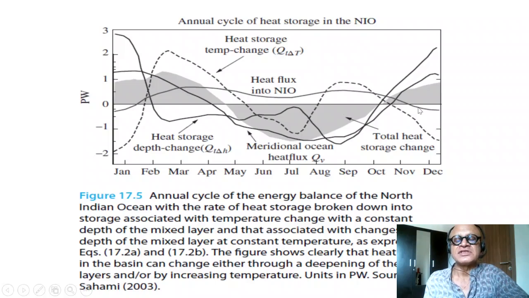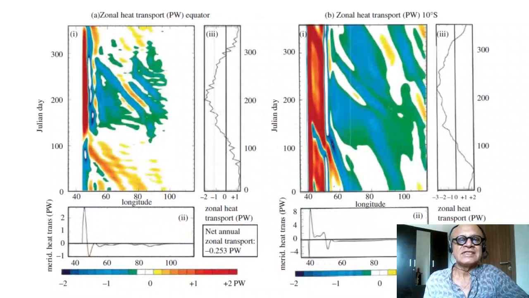intermonsoon to winter season. Okay, there is the heat flux into the North Indian Ocean again, and there is the heat storage shown again. So the North Indian Ocean is losing heat in the monsoon season and storing heat during the non-summer monsoon season. This is the main message you want to remember, along with the details of these transport issues.